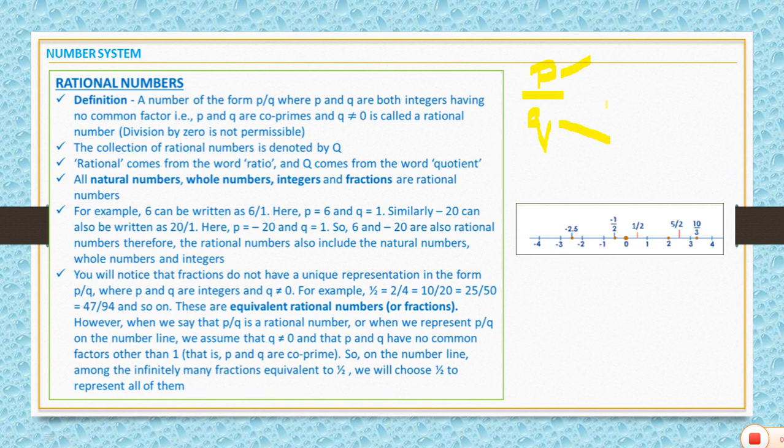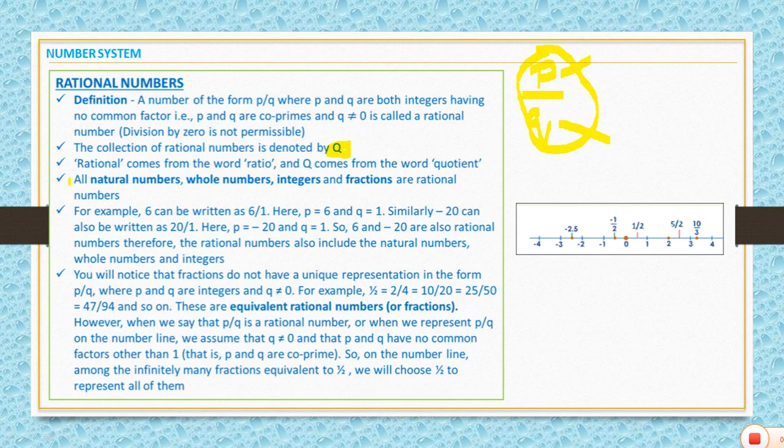समझ में आया? अगर q ज़ीरो हो जाता है तो this number will become not defined. It is not defined in mathematics. And all the rational numbers are denoted by q. याद रहेगा? Very nice.